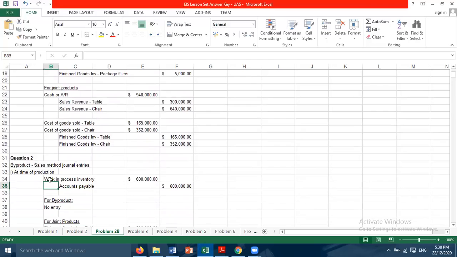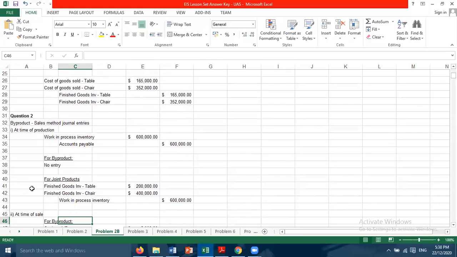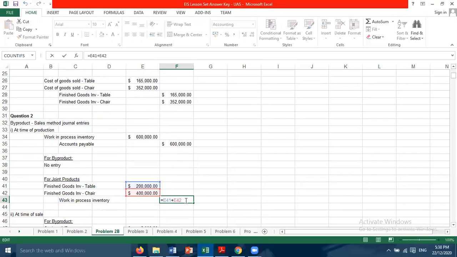As we can see here, the first general entry is practically the same as the production method, in which we debit WIP inventory and credit accounts payable. However, as we don't recognize byproducts during the time of production, we just don't post any entries for the byproducts. Here, no entry. Whereas for the joint products, we allocate in a similar fashion. The only difference is that we allocate the total joint cost of 600,000.